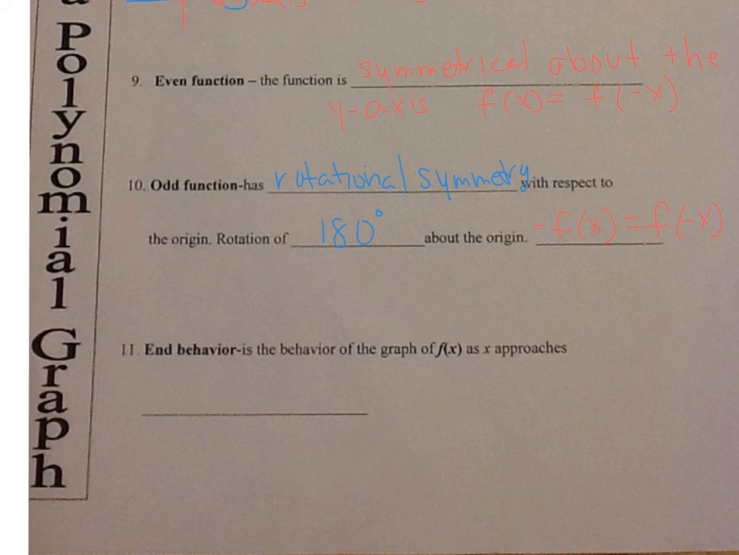End behavior is the behavior of the graph of f of x as it approaches positive infinity or negative infinity. Okay, so end behavior is what's happening at the ends of your graph. You know, does it keep going up to positive infinity? Does it keep going to negative infinity? And so on.